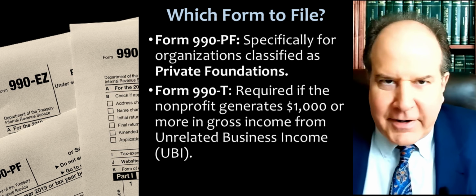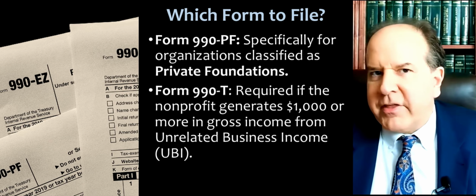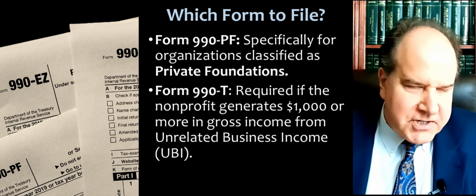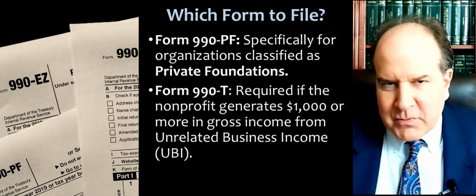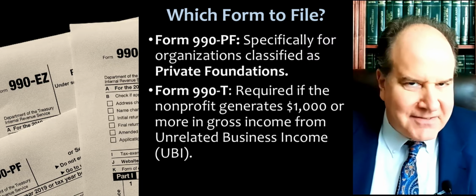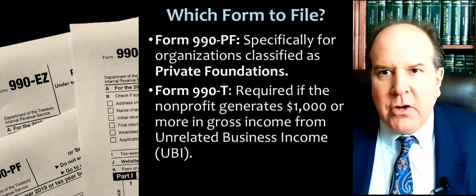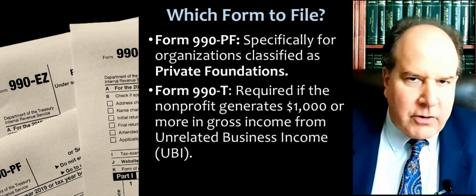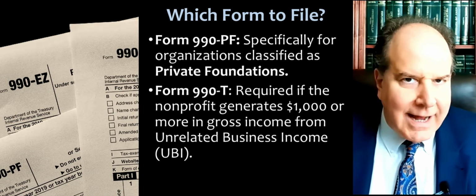There's a couple other variations on the 990 form that lawyers should be aware of. One is the 990-PF, and this is specifically for organizations classified as private foundations. And get ready for this one to have some pretty extensive reporting requirements. And then there's the 990-T, which is required if the nonprofit generates $1,000 or more in gross income from unrelated business income, or UBI.